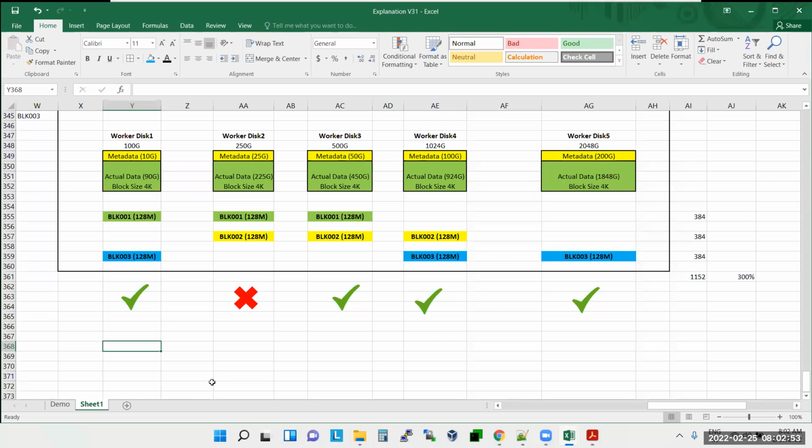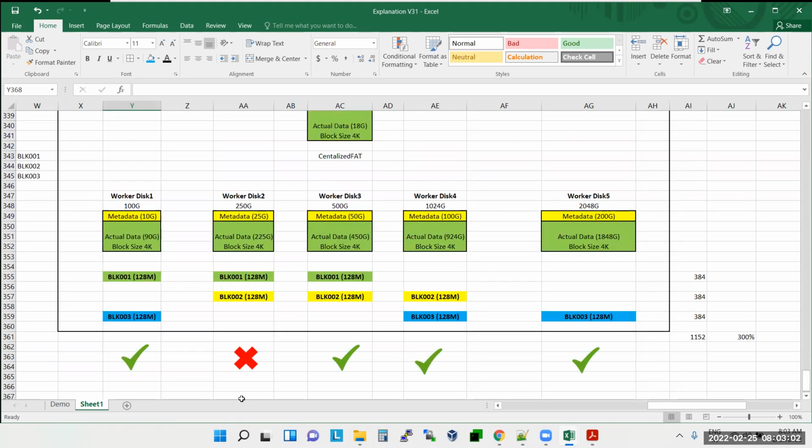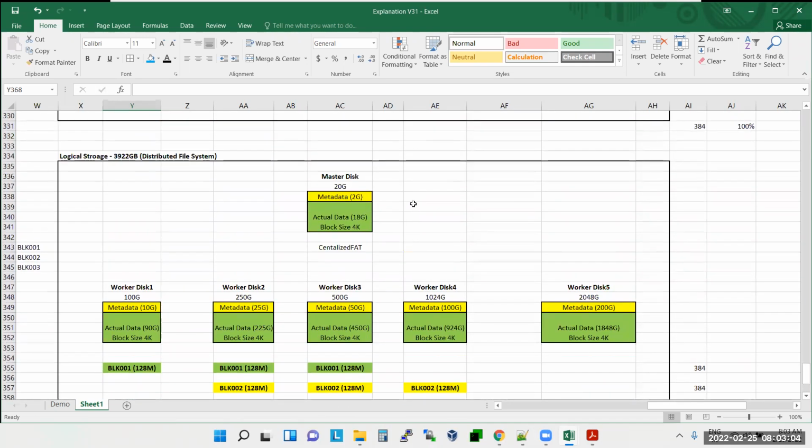Sir, excuse me, I have a doubt. How will the metadata of this block one be stored in the master disk, because we have three copies of block one? The metadata will be like this. Here, Bahubali, this is the movie. So BLK 001 in disk 1, disk 2, disk 3. Okay. Understood.